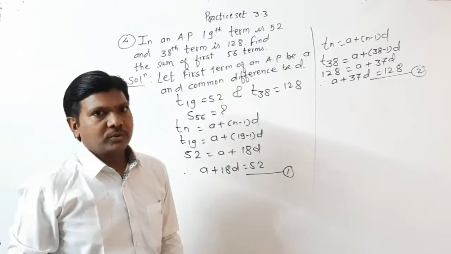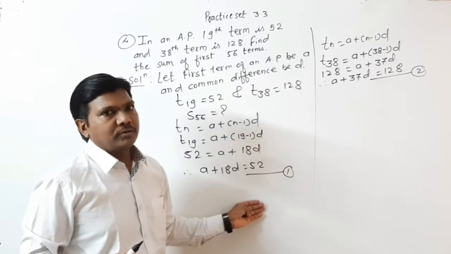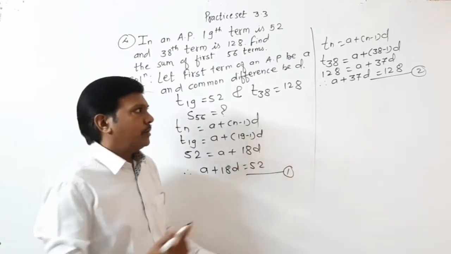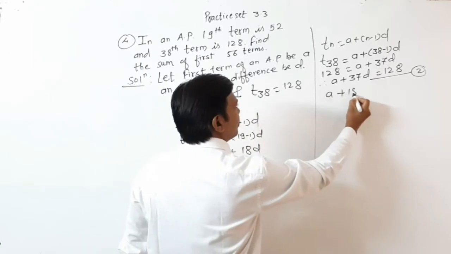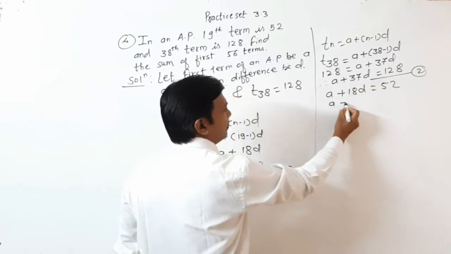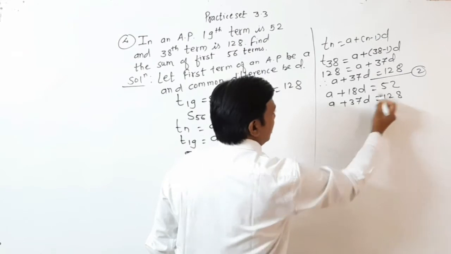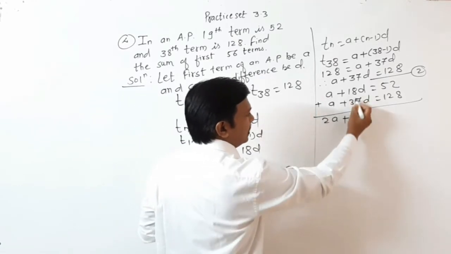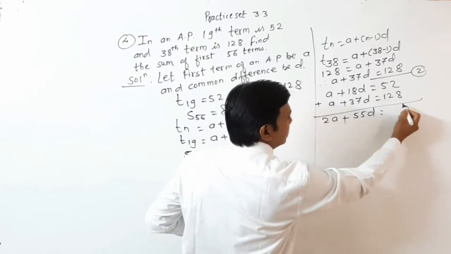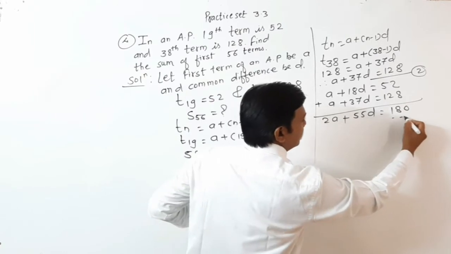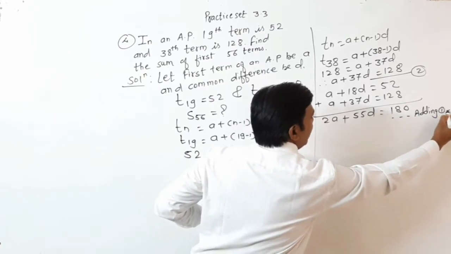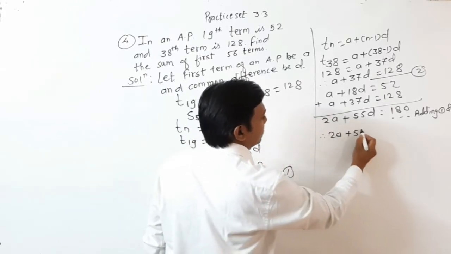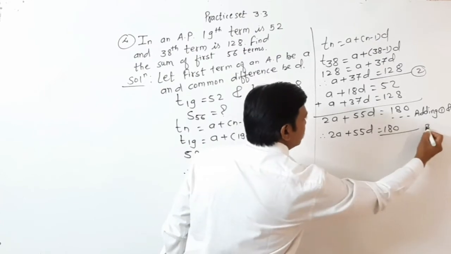Then add 1 and 2. Here don't subtract the second from the first. If we do it by that method, then no problem. But if we add the first and second, then see what happened. First one is a plus 18d equal to 52. Second, a plus 37d equal to 128. Adding 1 and 2, a plus a is 2a, and 18d plus 37d is 55d. 52 plus 128 is 180. So here we get one new equation, 2a plus 55d equal to 180, the third equation.